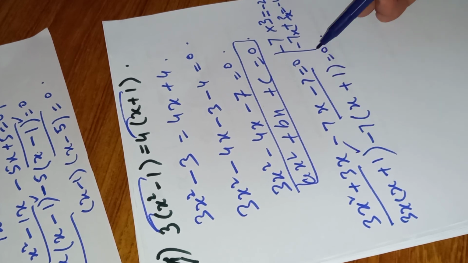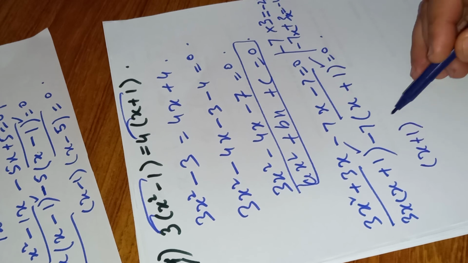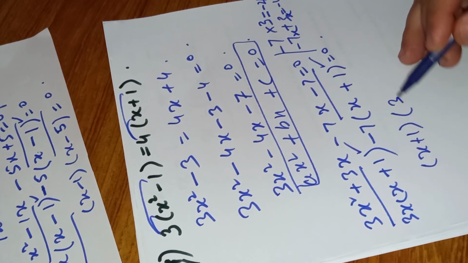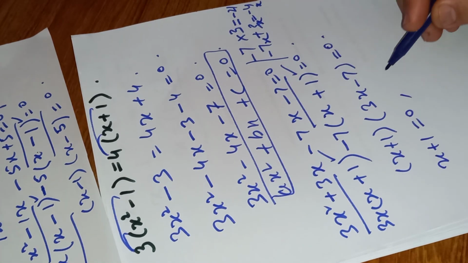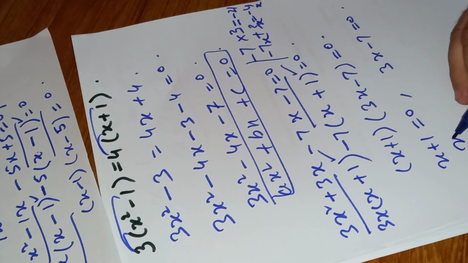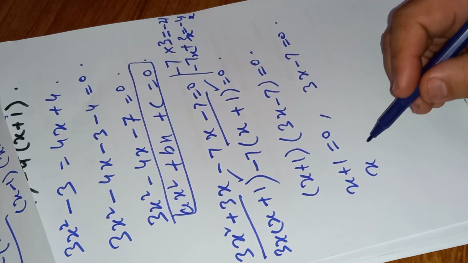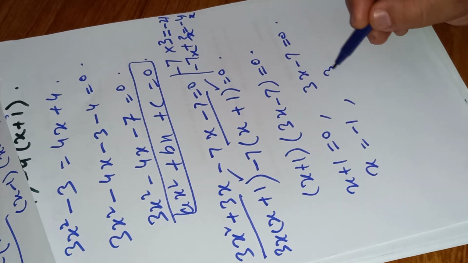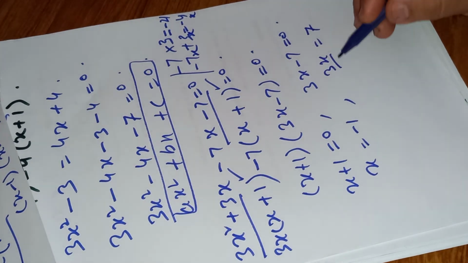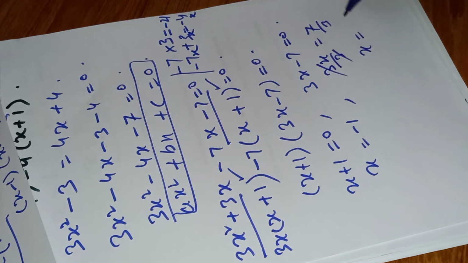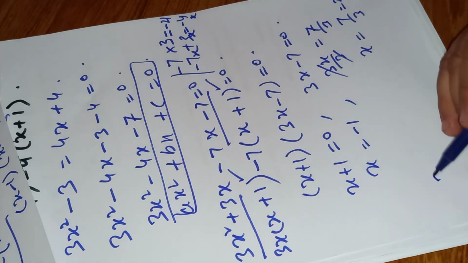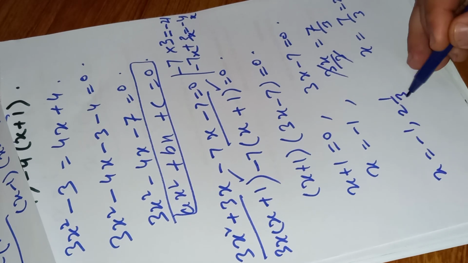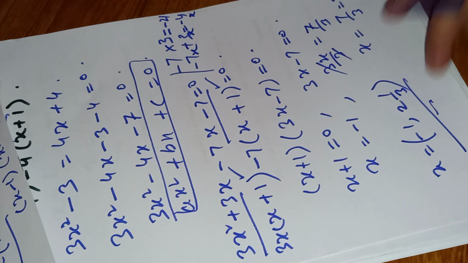What is common here? x plus 1, x plus 1, take x plus 1 as common. What is left over? 3x minus 7, that equals 0. So x plus 1 equal to 0, or 3x minus 7 equal to 0. x will become, plus 1 will become minus 1 here. 3x equal to plus 7. Dividing both sides by 3, this will cancel off. X value is 7 by 3, or we can say 2 whole 1 by 3. Okay, so x has two values, minus 1 and 2 whole 1 by 3, or these can be called the roots of this equation.